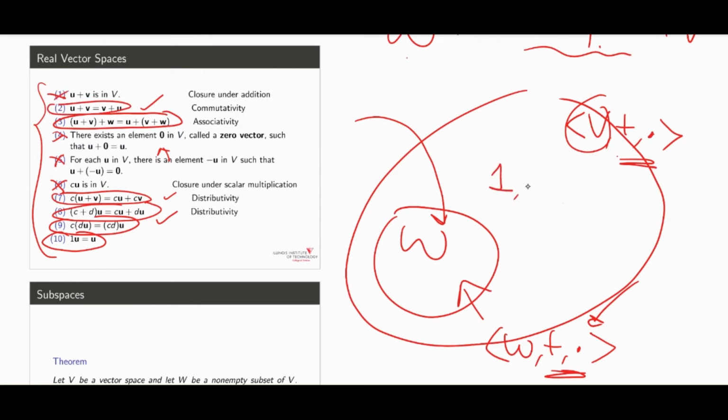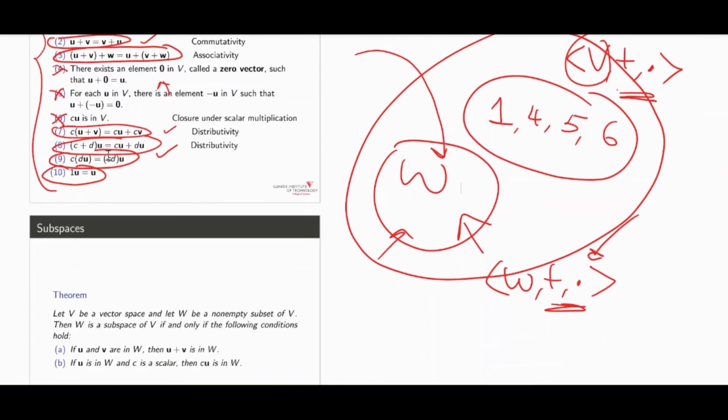So axiom number 4 is also no guarantee. Axiom 5 is also no guarantee. Axiom 6 is also no guarantee that it will hold for elements that are in W. So in order to check whether W is a vector subspace of V, we don't have to go through all the 10 axioms. In fact, we just have to verify these 4, okay?